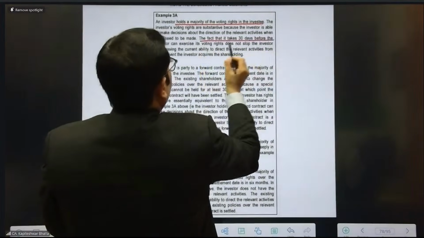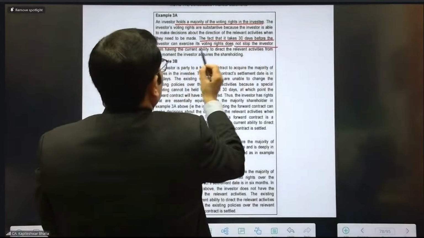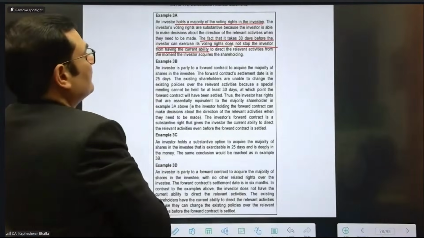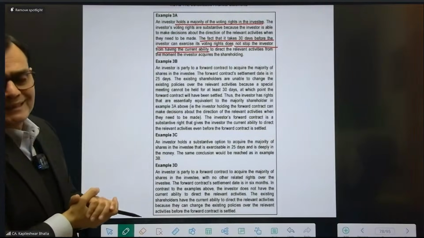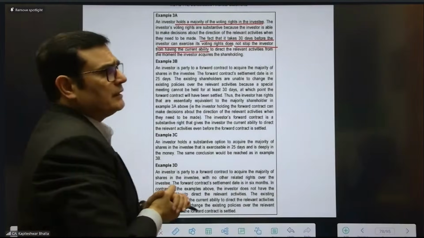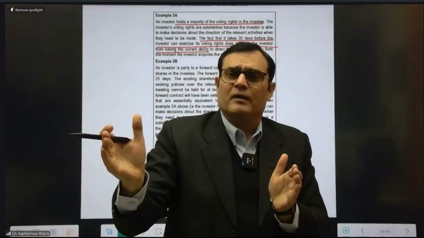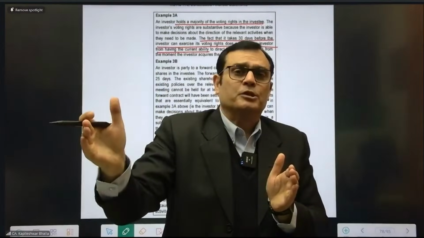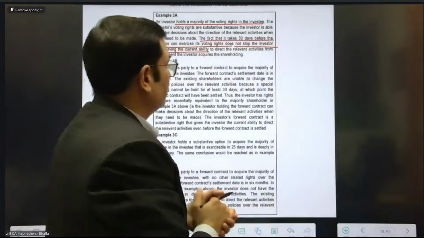The fact that it takes 30 days before the investor can exercise voting rights does not stop the investor from having the current ability to direct the relevant activities. I think in this case there is nothing to the contrary. Since you are a majority stakeholder of the company, once the meeting occurs, even 30 days later, you get power. You will be in a position to direct all the relevant activities because you're a majority shareholder of the company.